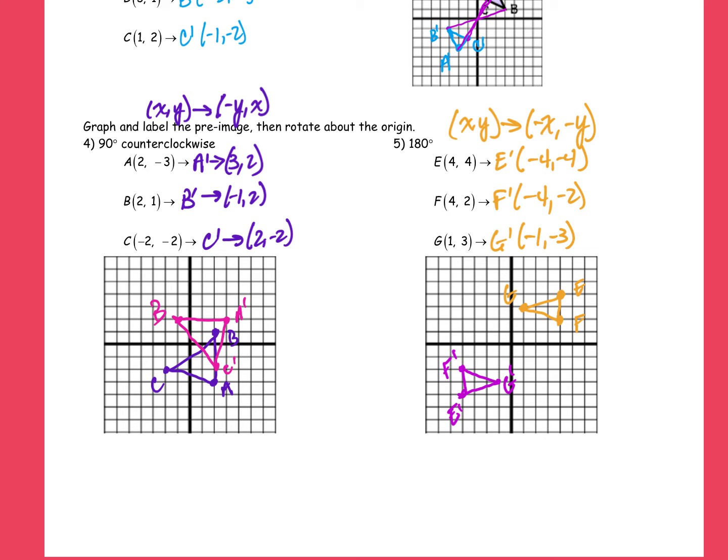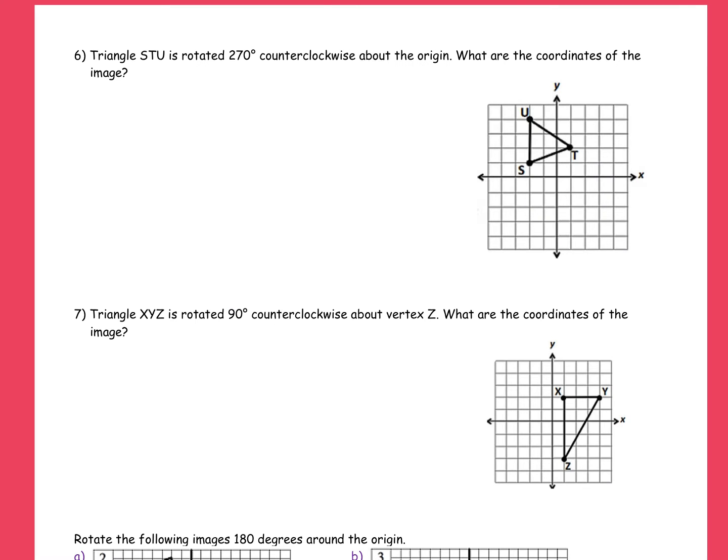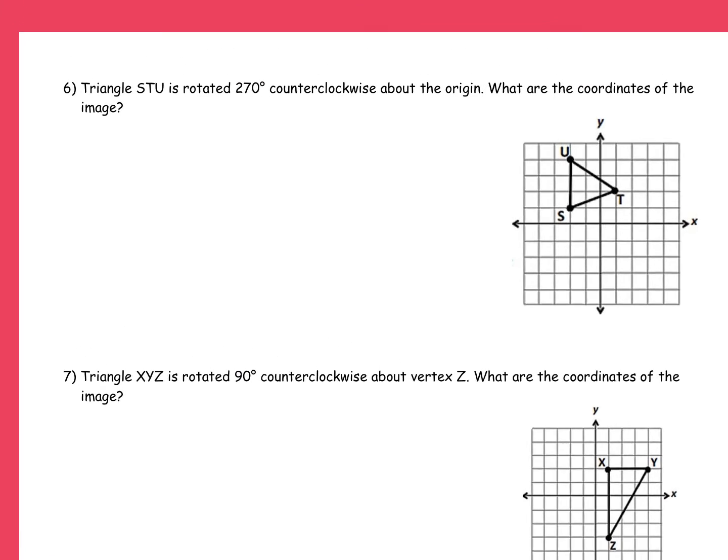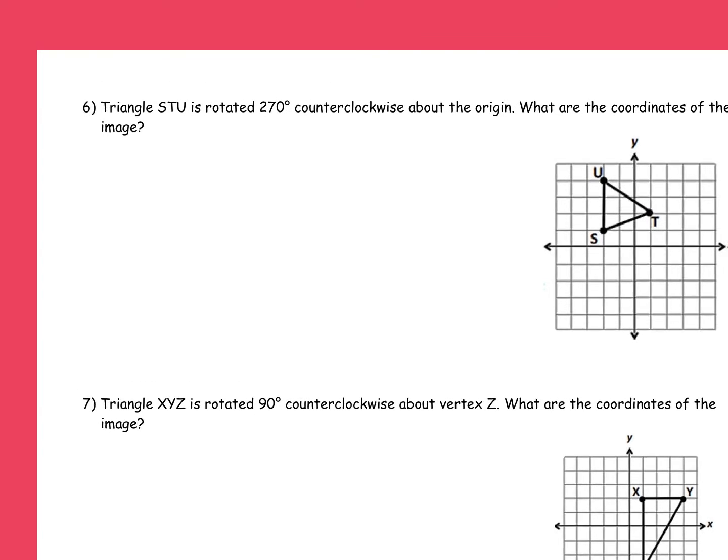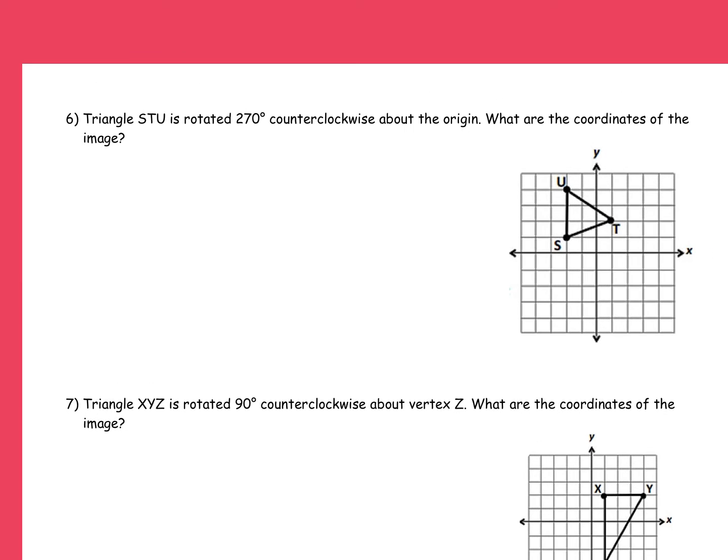Not bad, right? Following the rules makes it really easy. Do the wrong side. So we've got number 6. Okay, what does it mean? Triangle STU is rotated 270 degrees counterclockwise about the origin. What are the coordinates of the image?